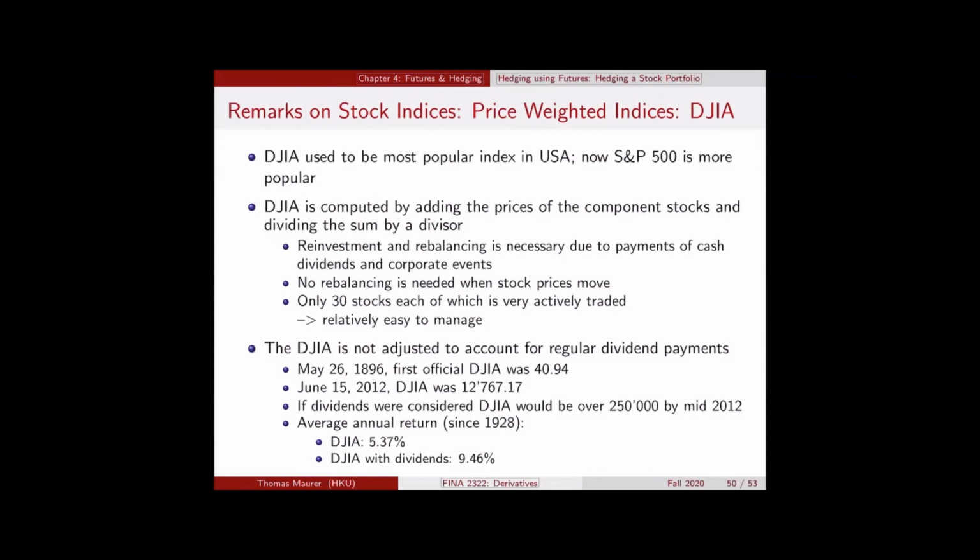How big are these dividend payments? They are about 4% per year. The Dow Jones Industrial Average had an increase of about 5.5% per year historically, but if you also consider dividend payments, then the return would be about 9.5%. This is a very big difference, which you're missing by only looking at the index numbers.